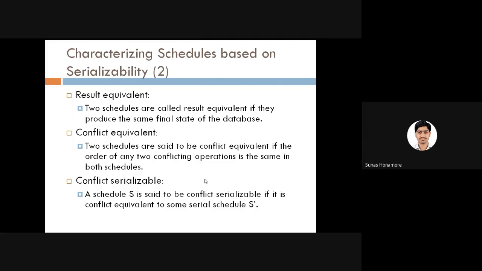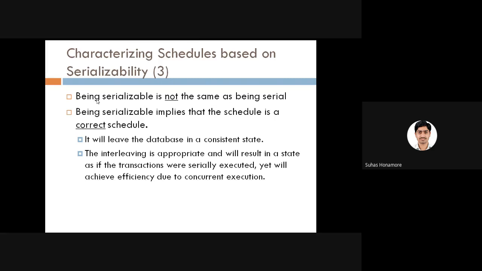You can write that easily, because a serial schedule is nothing but all of a transaction's operations performed together. If you have three transactions, in S dash transaction T1 will run, then transaction T2 will run, then transaction T3 will run, each completely. If the same conflicts appear there, then we say the schedule S is conflict serializable. Being serializable is not the same as being serial.